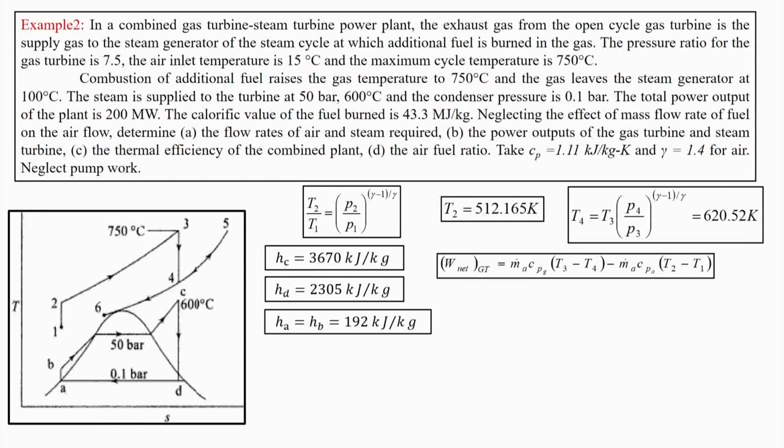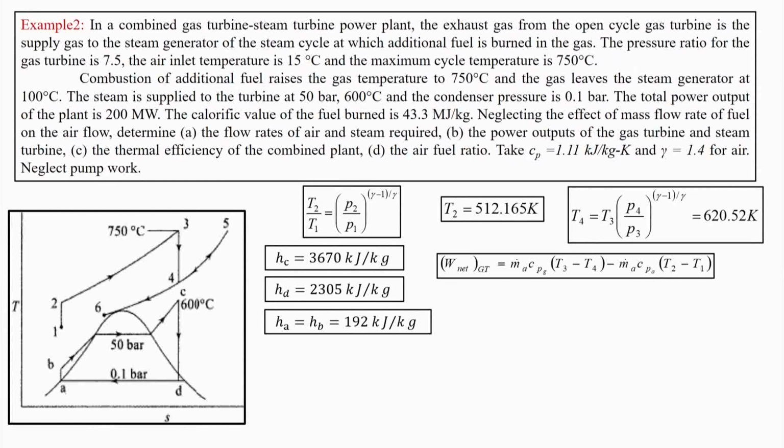Then we can find out the net work in the gas turbine. Net work in the gas turbine is turbine work minus compressor work. We cannot neglect compressor work, since, as we discussed in one of the classes, the work ratio of the gas turbine cycle is low. So, compressor and turbine works are very high, and we cannot neglect compressor work. So, for the net work in the gas turbine, we have turbine work minus compressor work. Turbine work is m dot A, mass of air, into Cp of gas into T3 minus T4, minus m dot A into Cp of air into T2 minus T1.